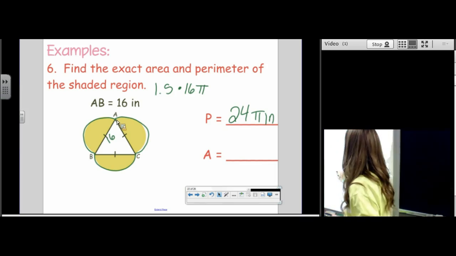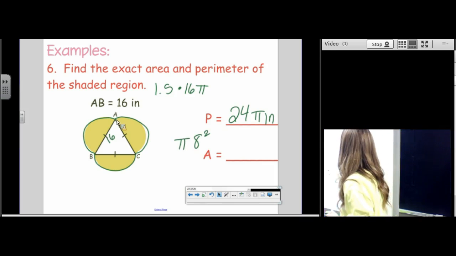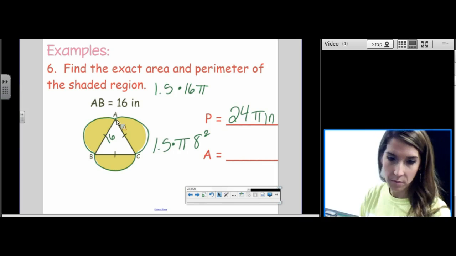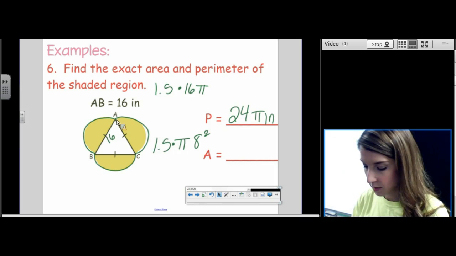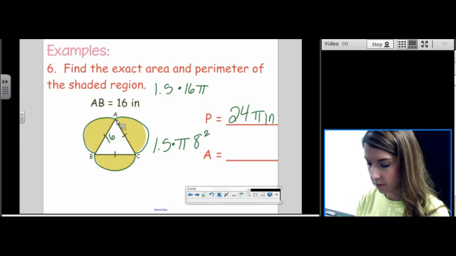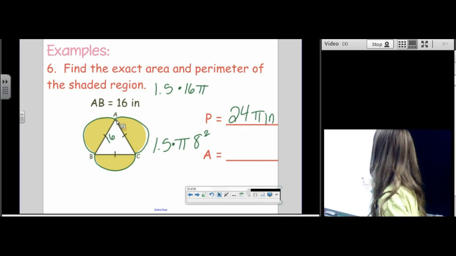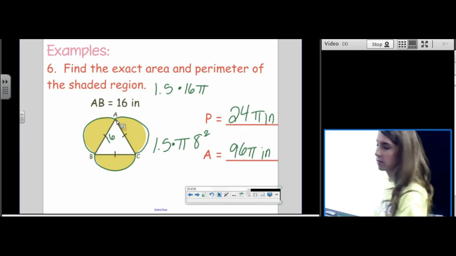Area, pi r squared. There's 1.5 circles. So we're going to multiply that by 1.5. We're not going to press the pi button. 8 squared times 1.5. 96 pi inches squared.